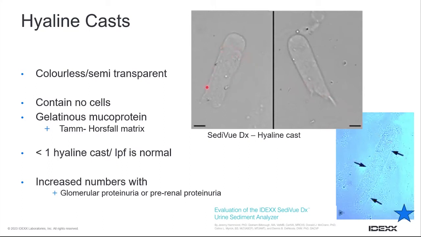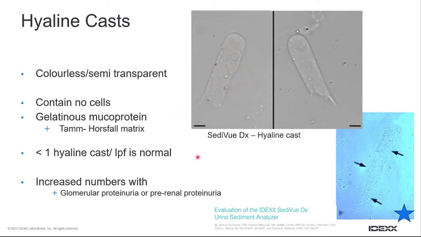So we have a cast here. It's got parallel sides. It looks kind of cigar shaped. It's got a rounded edge. In hyaline casts, it contains no cells. So there's some little blobs here and there, but that's nothing important. They're effectively empty shells, so to speak, just containing a gelatinous mucoprotein, which is the Tamm-Horsfall matrix you might remember from pathophysiology days. We'll try and avoid thinking back to those days.